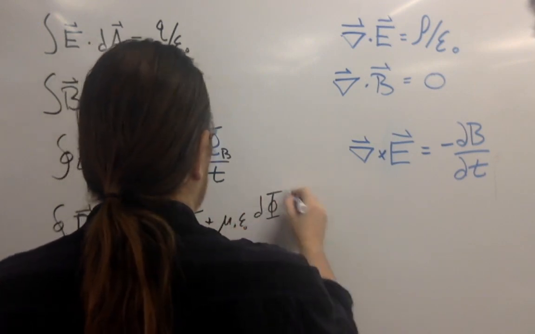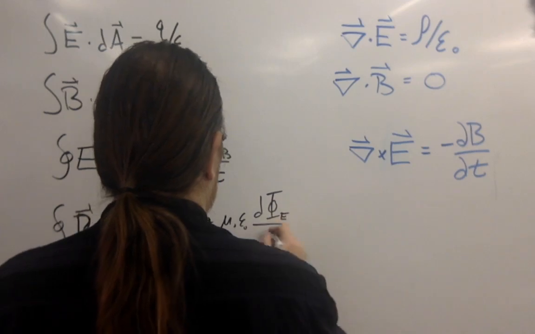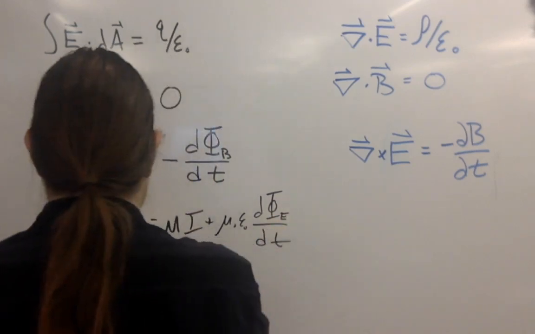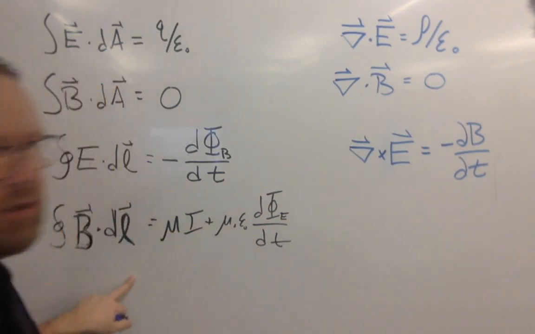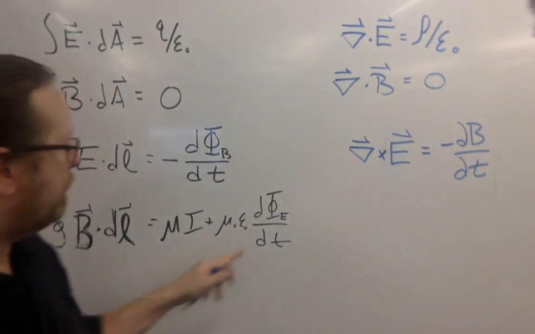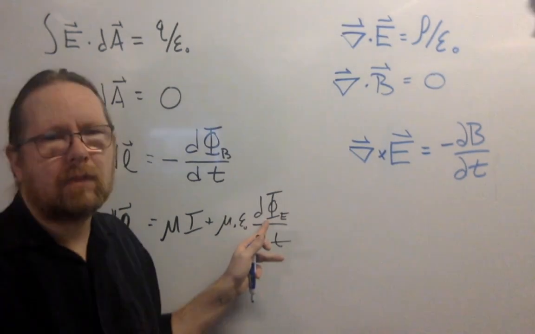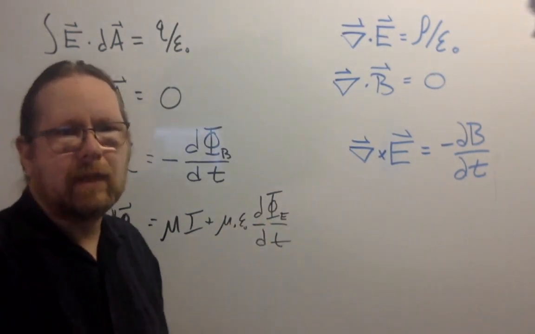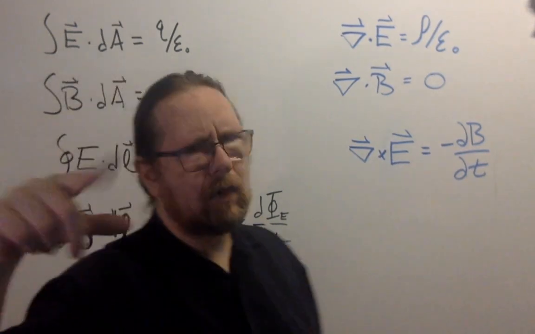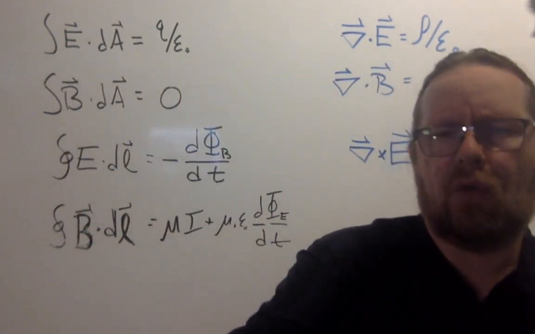I'm rewriting this to give me a little more room here. By the way, if you look up Maxwell's equations, you might not see them in exactly the same form. You might see these fluxes written in terms of integrals around a loop or around a surface.